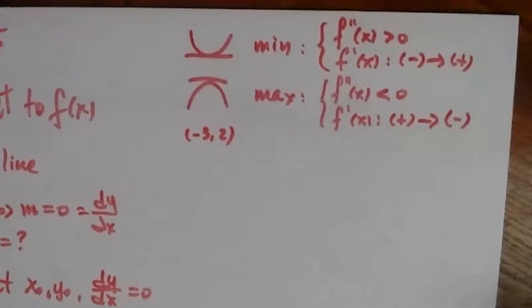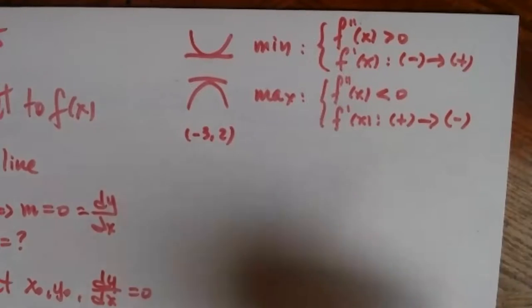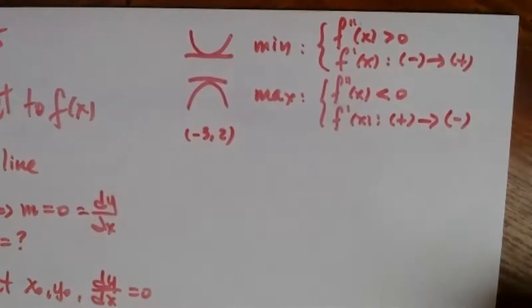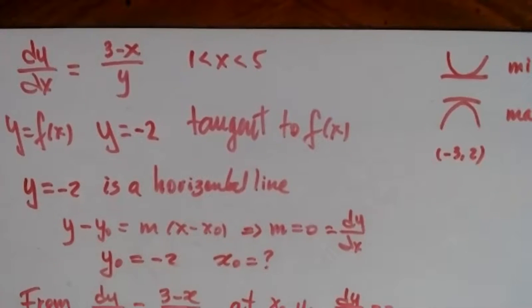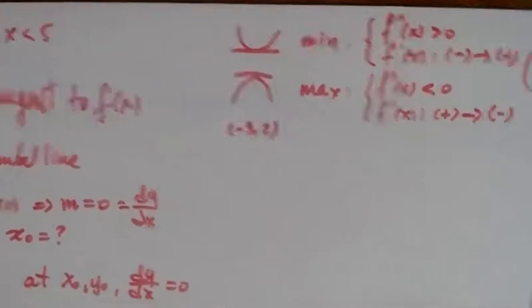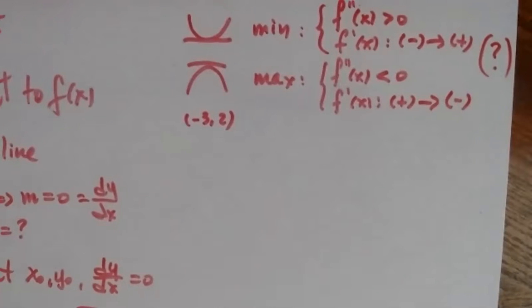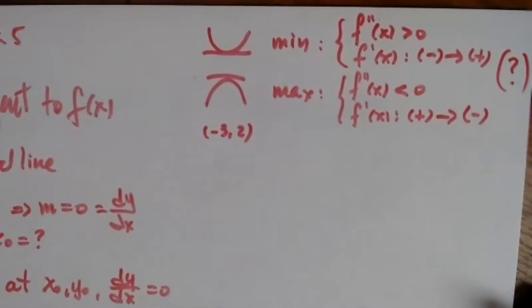f double prime of x positive for a min, f double prime of x negative for a max, or the derivative changes from negative to positive. So which one do you want to use? Think. This is what you have: dy/dx equals (3 minus x) over y. What do you want to use? The second derivative one, because we don't have a graph. The second derivative. Okay, the second derivative looks fine.